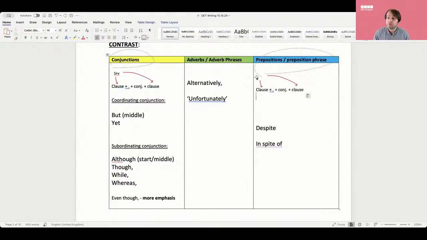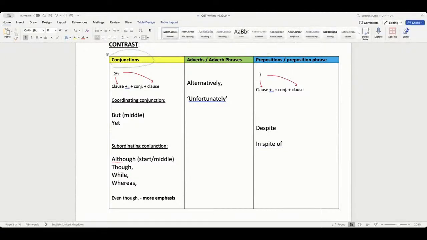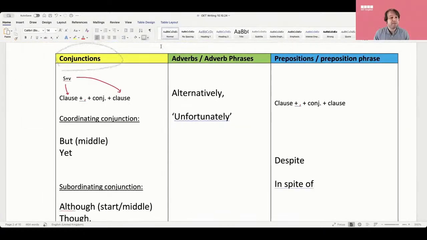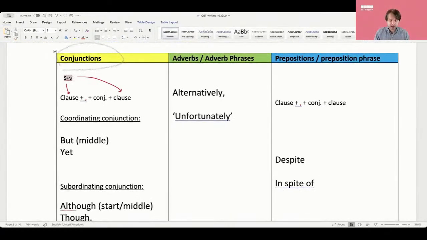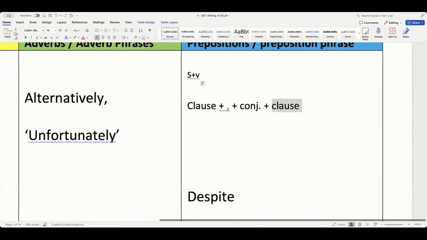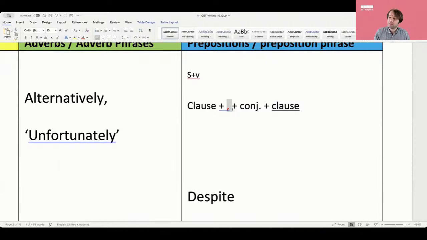It's to do with the structure. After despite, we use a noun. What do you mean by a noun after despite? For example, after although we use subject verb, we need a full clause. But after despite, we only use a noun, I think. Also, do I need a comma? No. Okay, so guys, the structure is like this.